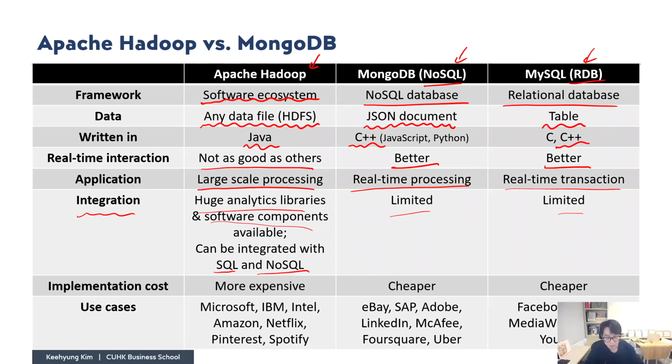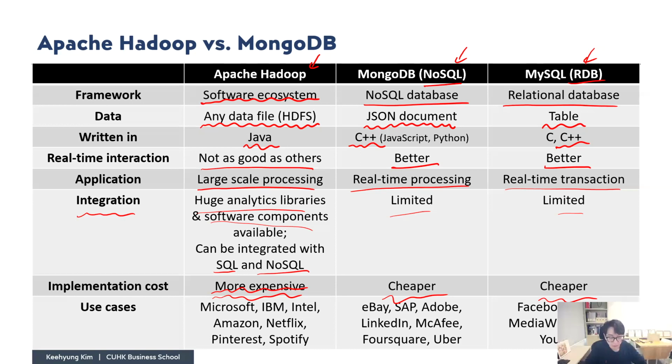Apache Hadoop is more expensive. That's why these days people are talking less about it. Because Apache Hadoop is a software ecosystem, there are many different components, so if you want to construct the entire system, you have to purchase many different components. That's why costs can increase much higher. MongoDB and MySQL are much cheaper because it's just one single database storage.